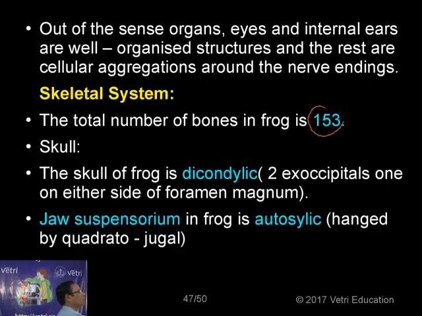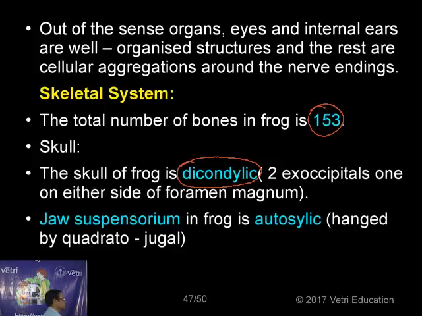They have 153 bones altogether. Now the skull of frog is called dicondylic skull. I explained this one while talking about the classification. In the case of mammals and in the case of amphibians, the skull is dicondylic. So we have two projections arising from the occipital bones fitting into the axis bone for rotation. That's why it's called dicondylic skull, as in the case of human beings.